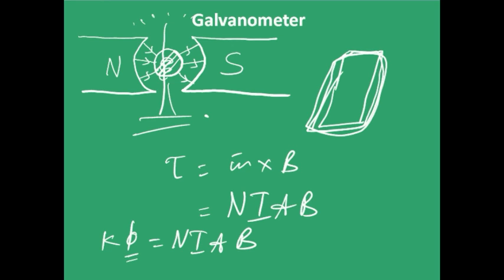More the deflection, more will be the angle. So you have the readings there. Hope everything is clear till now. So what can I write from this? This angle is nothing but NIA by K into magnetic field.